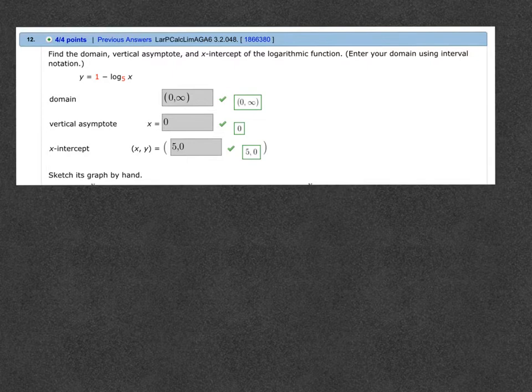This says find the domain, the vertical asymptote, and the x-intercept of the log function, and then enter your domain using interval notation. y equals 1 minus log base 5 of x. So the first thing I'm going to do is take this log and rewrite it in exponential form.